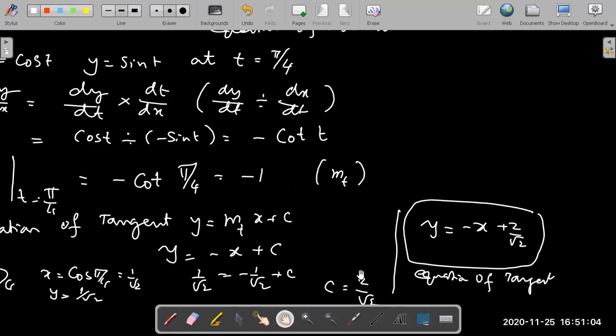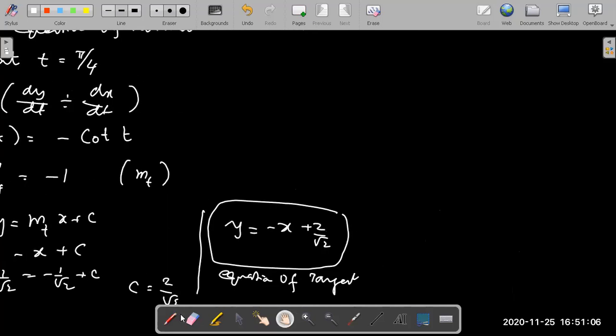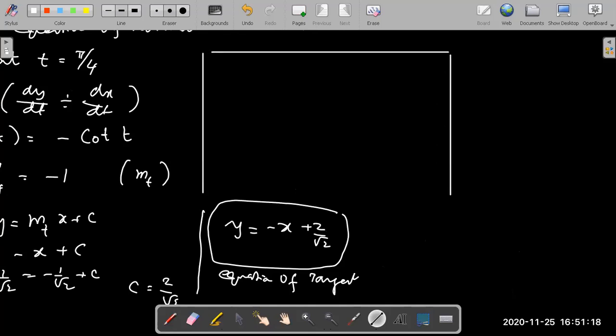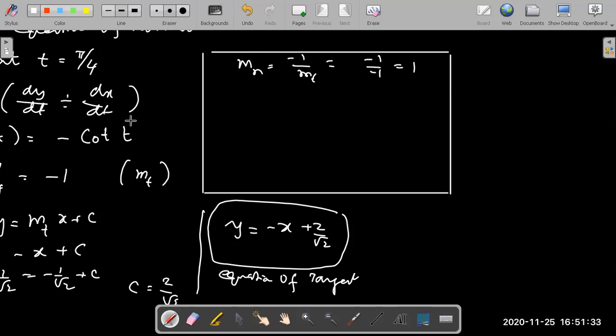And now we have to get the equation of normal. So I'm putting it here only, in the box, before going to the next page. So for the equation of the normal, mn is equal to minus 1 by mt. So mt itself is minus 1. Therefore, minus 1 by minus 1, which is 1.